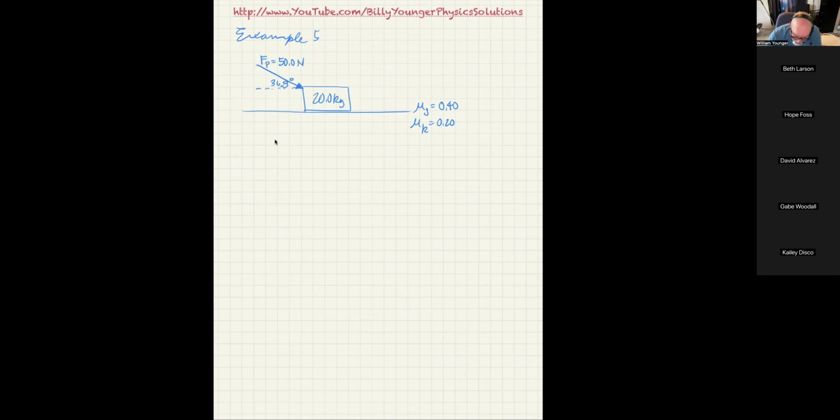All right. Our question is, will it accelerate? Well, will the box accelerate due to the 50.0 Newton force?